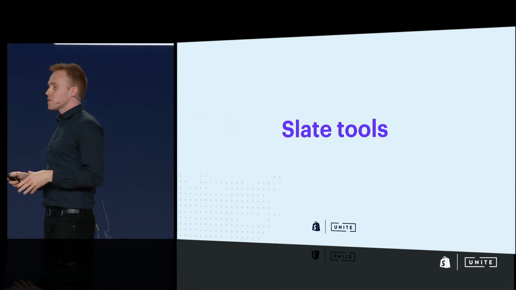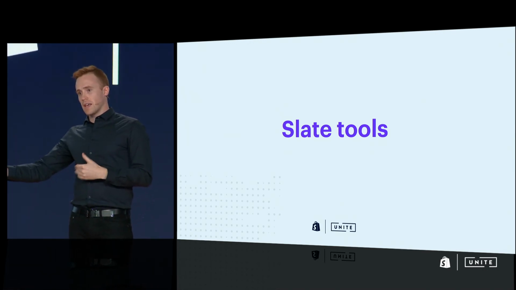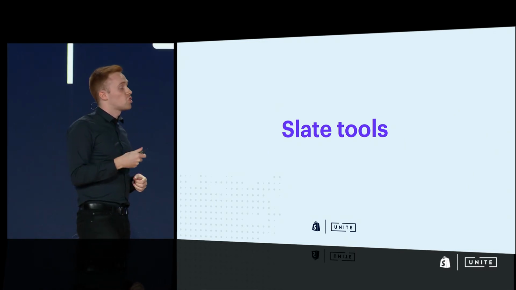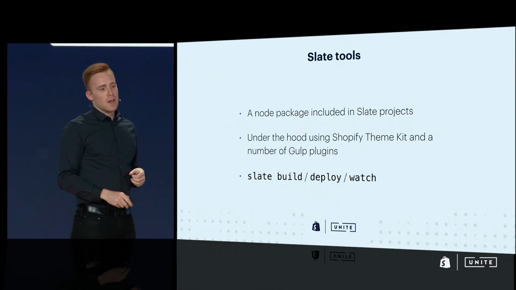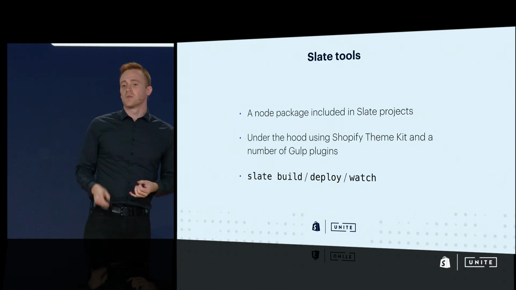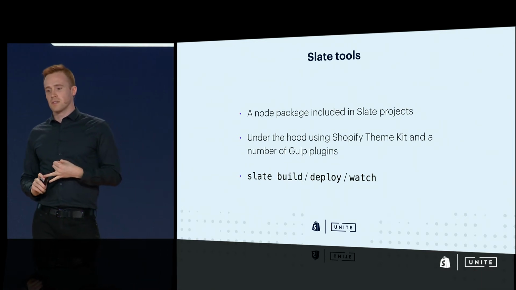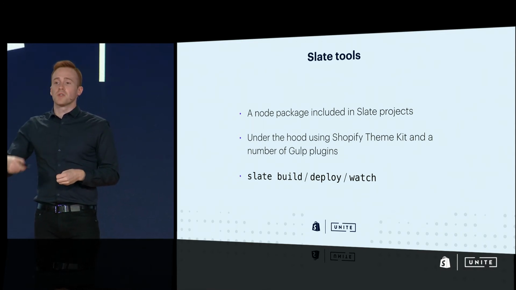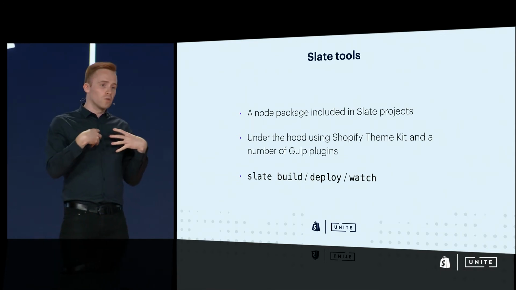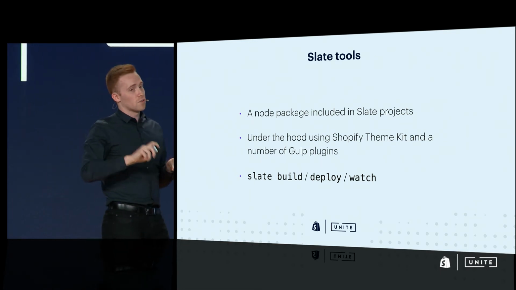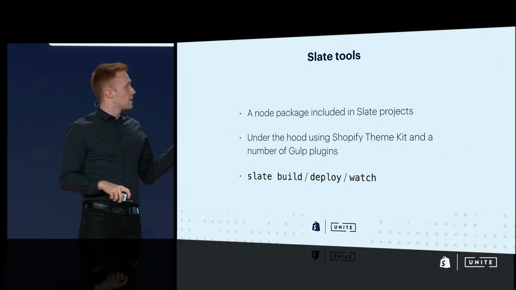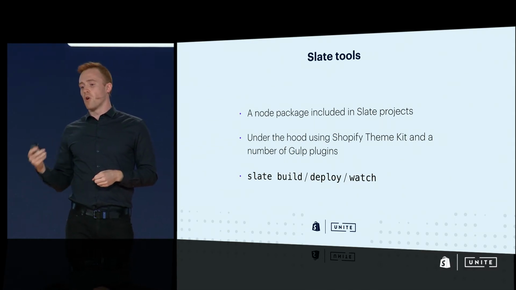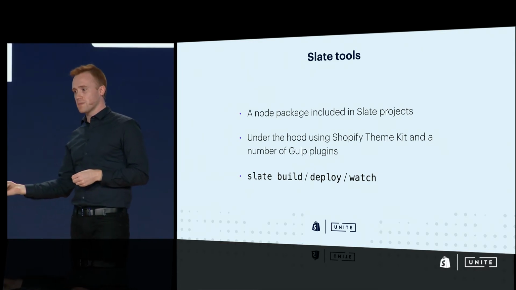So a goal of Slate is to help with development and deployment. That's getting the code from your local machine onto the Shopify hosted site. So every Slate project ships with something called Slate Tools. It's a separate node package. Under the hood, it's running ThemeKit and a number of gulp commands. And so this is here to help you deploy your code to a number of different environments, but also a number of different stores. You might have your own development store for your own working, and then your clients, the production store. ThemeKit and Slate Tools will help deploy code to both those environments. And you can go to the public site to find out more about the deploy, build, and watch commands.